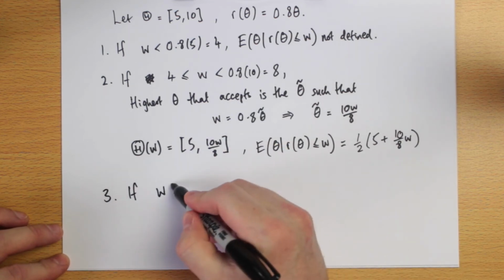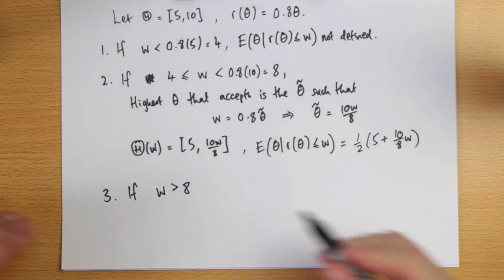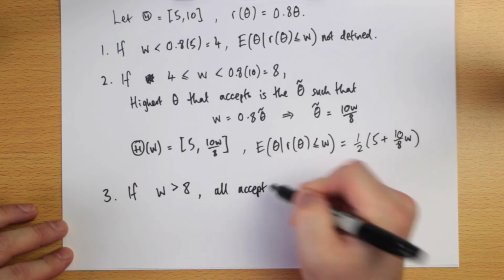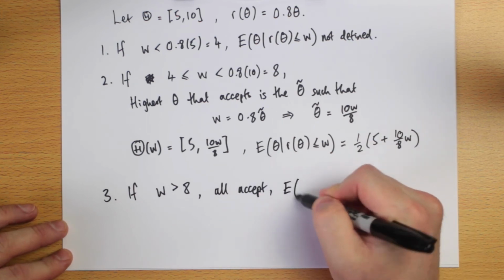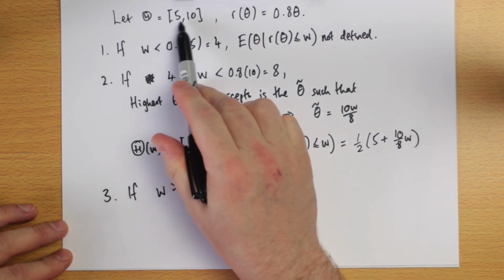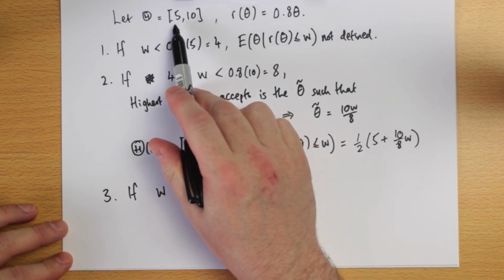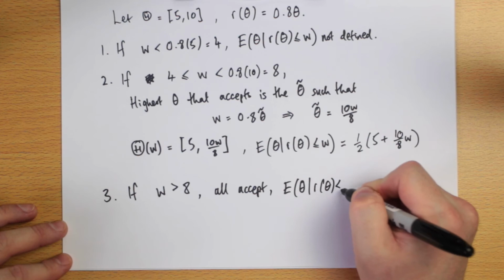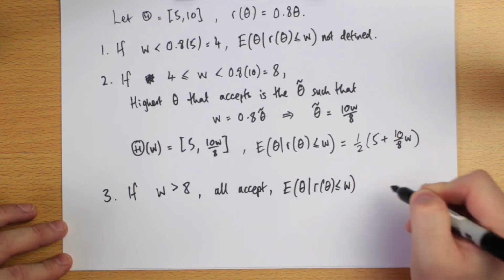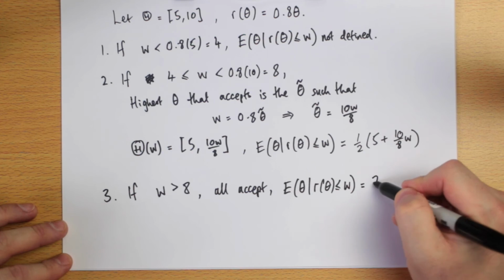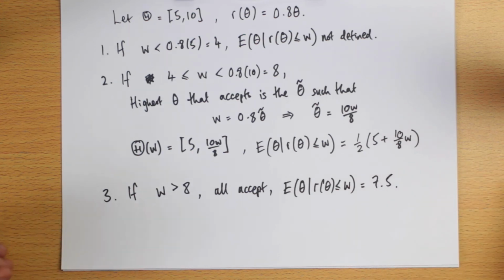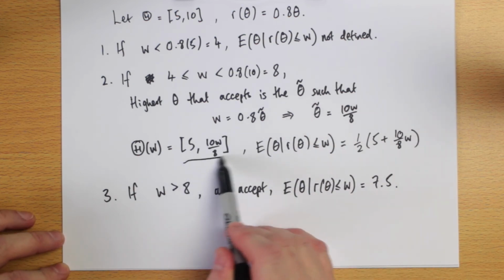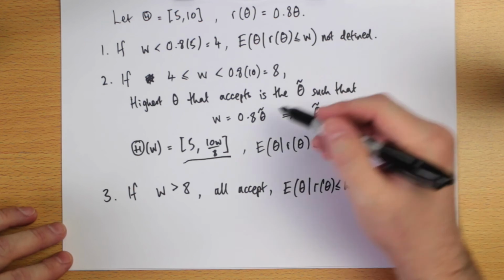So what about the third case? Well, if W is greater than 8, it doesn't need to be greater than 10, if it's greater than 8, then all types accept, even the very highest. And so what's the expected revenue then? If all types accept, I know that productivity is uniform on 5 to 10. And so the expected revenue conditional on this high wage level is 7.5. So it's a very similar construction. We just needed to do this extra bit to figure out what this interval was.